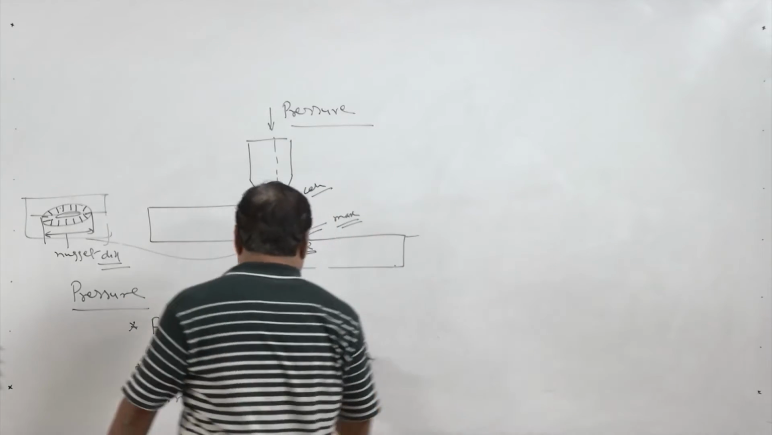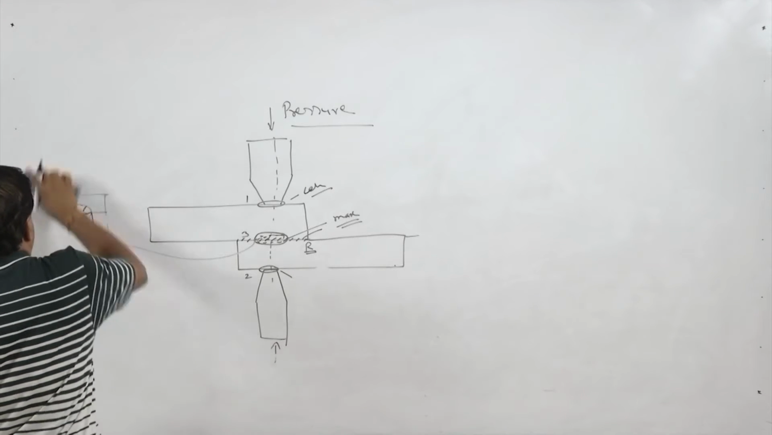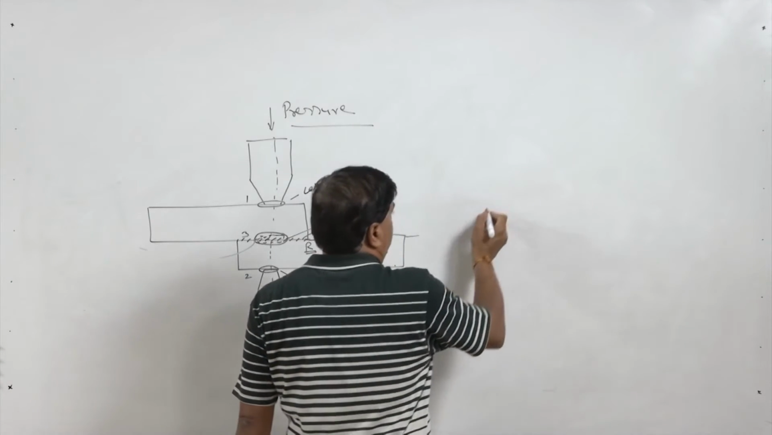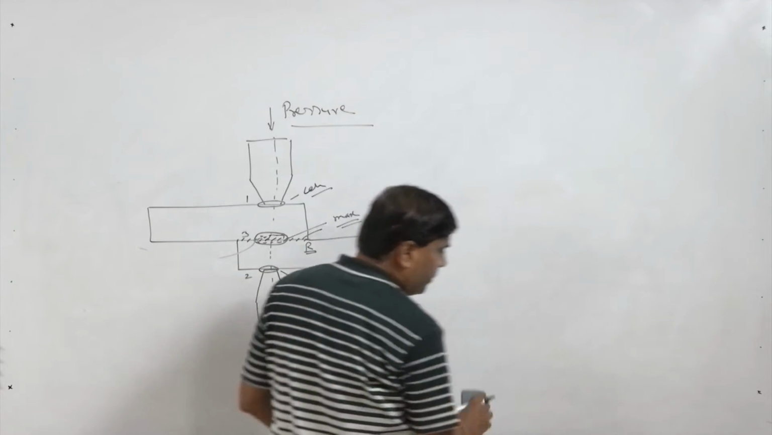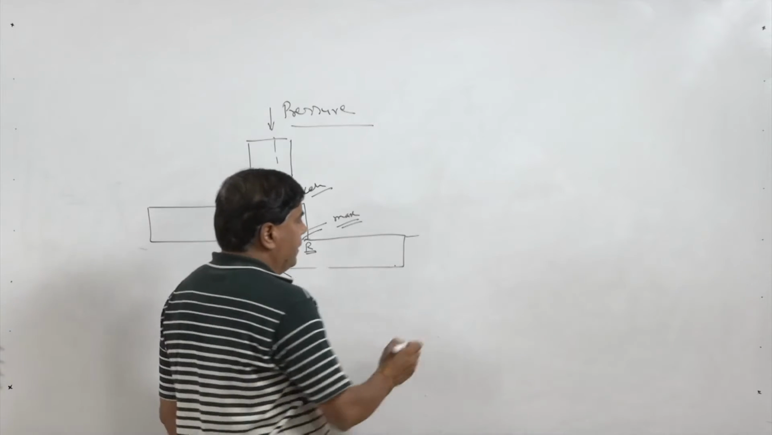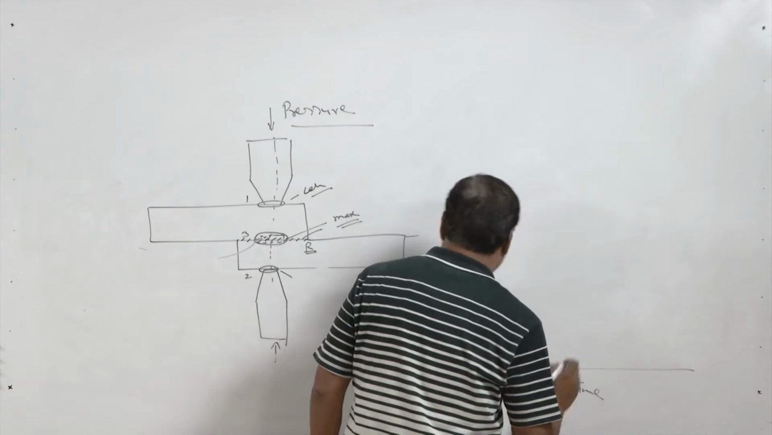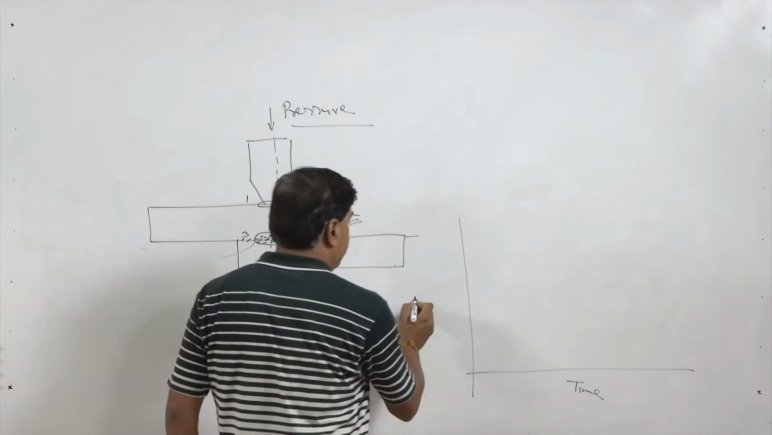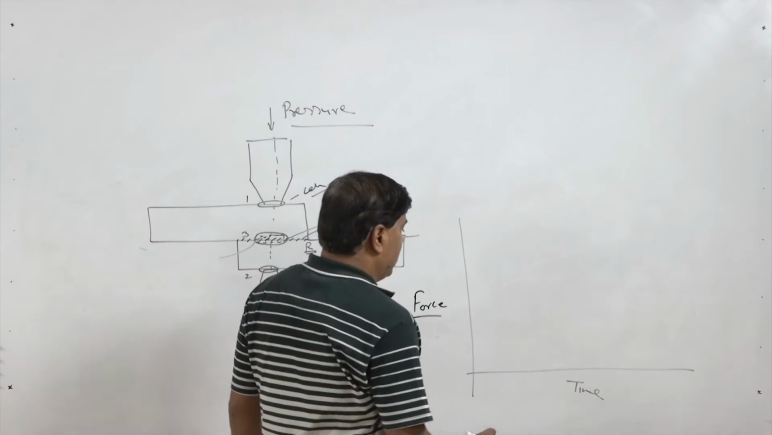So, we need to see what are the parameters that affect the heat, or the individual effect of the welding parameters on the heat being generated. Before going into that, let us see the kind of cycle which is followed in resistance welding processes. That cycle goes like this: as a function of time, how the pressure and current vary. Here it is a force which is applied through the electrode as a function of time.